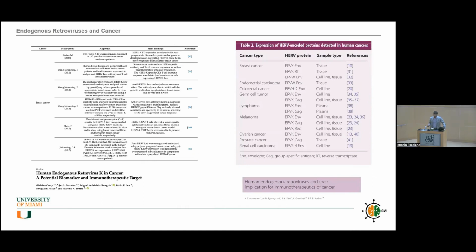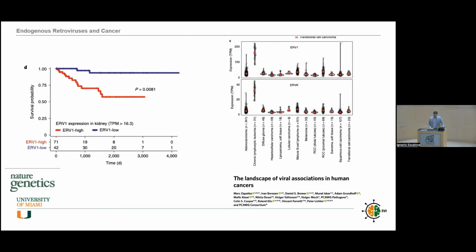And if you take tissues from different patients, like breast cancer, endometrial cancer, colorectal, you can see overexpression of different HERV elements. The most common one is HERV-K, which I'm going to get back to, but these are really overexpressed in a variety of cancers. This is a paper published in Nature Genetics showing that ERV1, a very ancient retrovirus, was a prognostic biomarker for survival in kidney cancer.